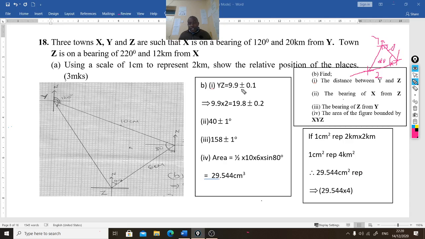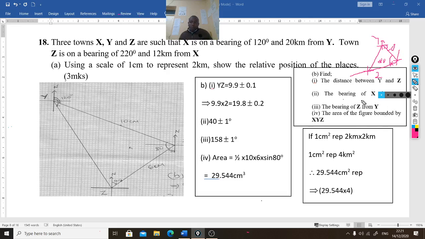So if you get 10, then times 2 is 20. And 9.8 times 2 is 19.6. So you can get between 19.6 and 20. That one will be okay, because 19.6, 19.7, 19.8 up to 20, you will be okay. Kilometers. Remember, you must change it to kilometers after measuring and I must see that you have measured in centimeters, then you multiply by the scale that you used. It must be seen for you to score the marks.